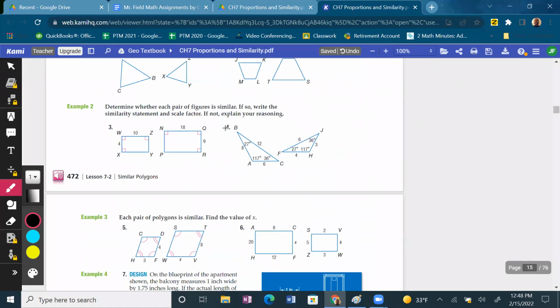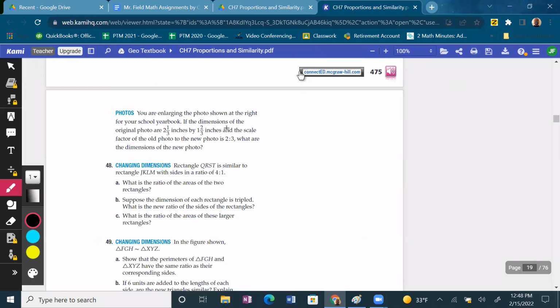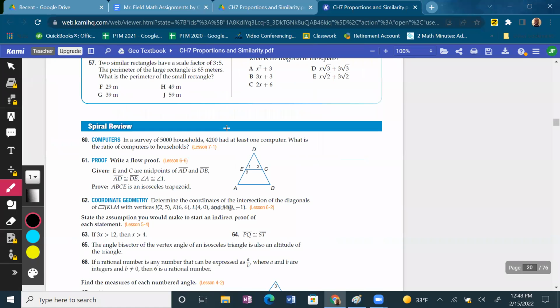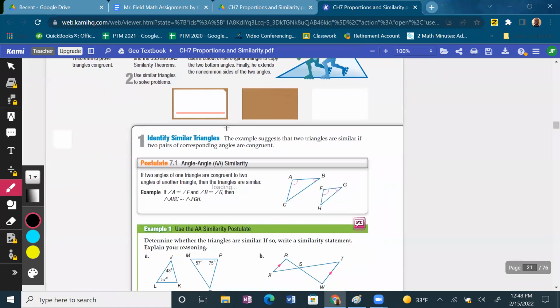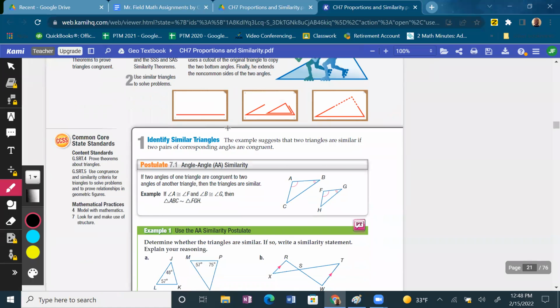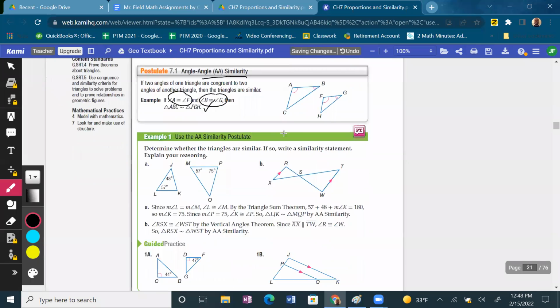Okay, so now we got to do 7/3. You may be thinking, can we just stop at 7/2? Now we got to talk about similar triangles. Like I was saying earlier, we have angle similarity. So we don't actually have to know all the angles and all the sides. If we just know that we have two congruent corresponding angle pairs, we know the triangles are similar. Make sure you write that down.